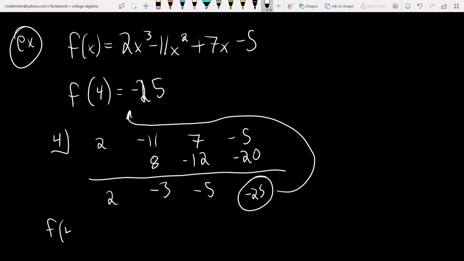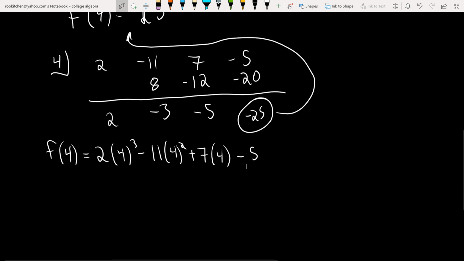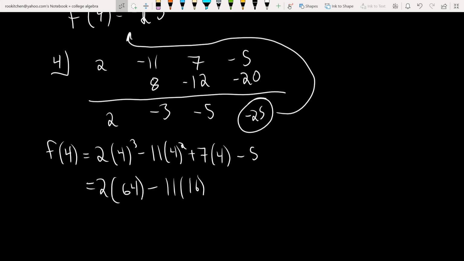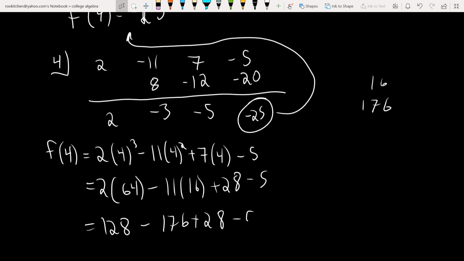So look what would normally transpire. You'd have to go 2 times 4 cubed minus 11 times 4 squared plus 7 times 4 minus 5. So that's 2 times 64 minus 11 times 16 plus 28 minus 5. 2 times 64 is 128. What is it, 176 maybe? 176, and then plus 28 minus 5.